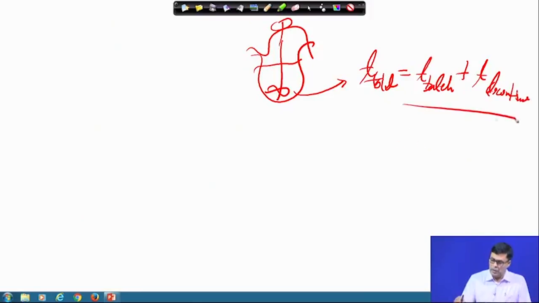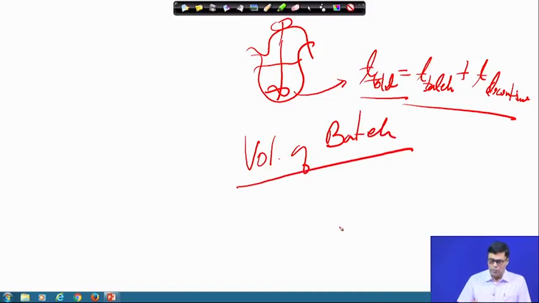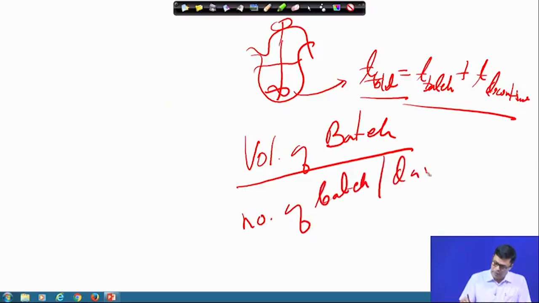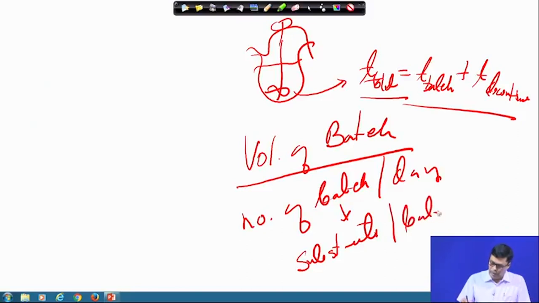So, what I want to tell you is that when you find out the volume of the batch reactor, we shall have to first calculate how many batches we can operate per day, the number of batches per day. Then from that we shall have to find out how much substrate is required per batch. And then we can find out the volume of the reactor.